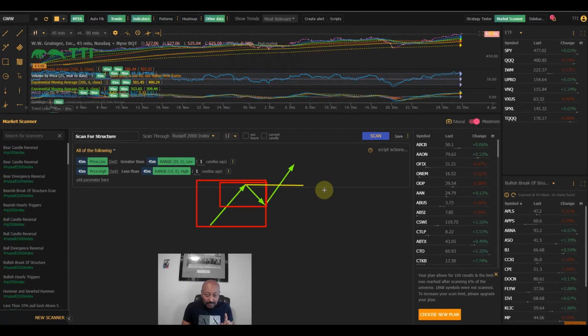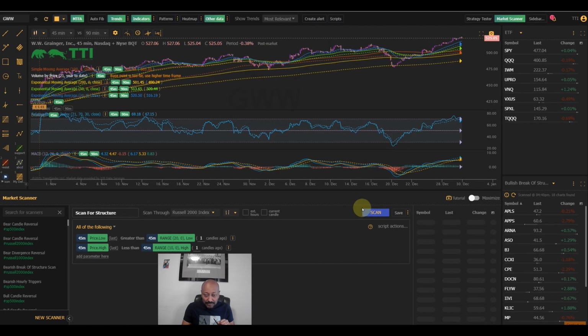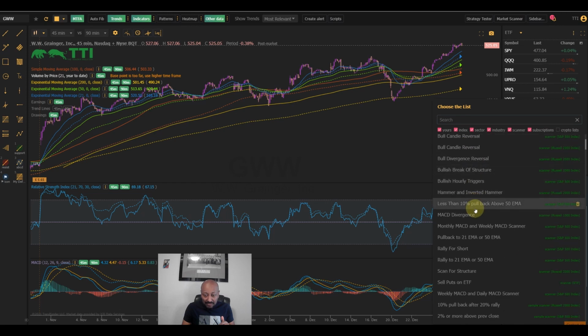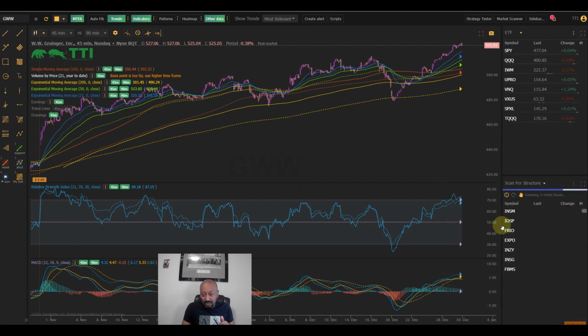And so now what I want to do is, let's save this scan for structure. We're going to save that scan. And then we can get out of market, maximized market scan. We can completely minimize it, or we can close it, but I'm going to minimize it. Why? Because I saved it, and I have here scan for structure in the Russell 2000.